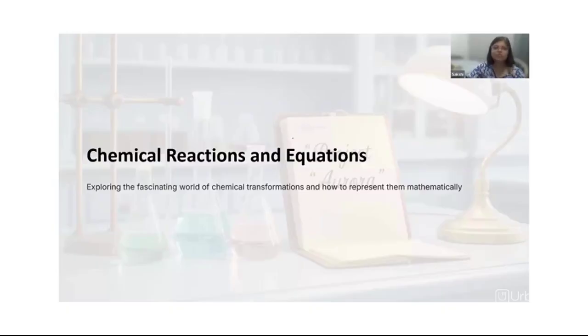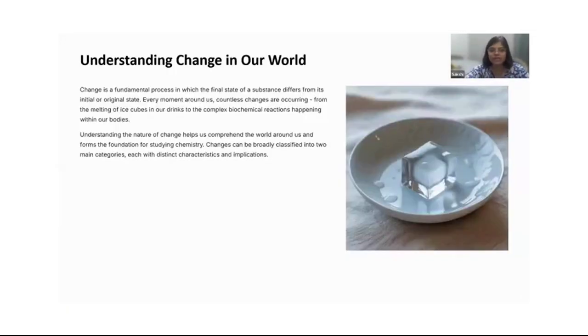So, hello students. Today we are going to start a new topic for class 10th chemistry, that is chemical reactions and equations. We will see how chemical reactions take place, how to write the equation, how to balance the equation in the entire course of this chapter, right?